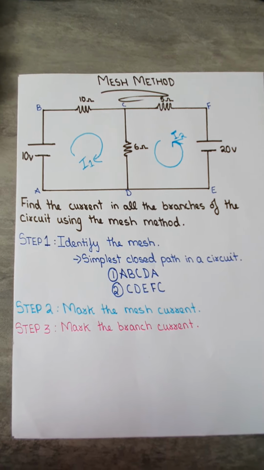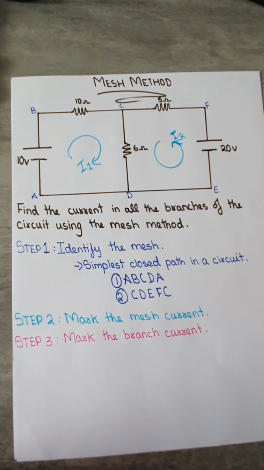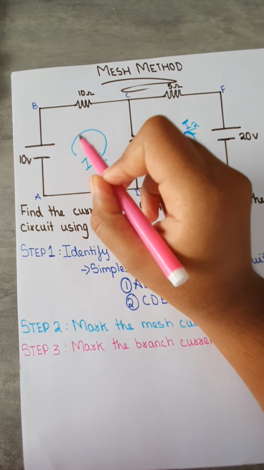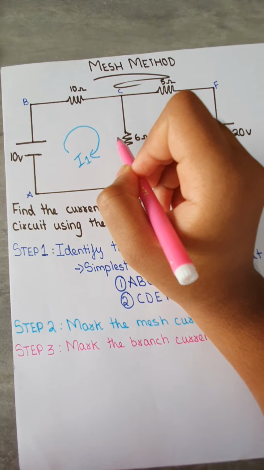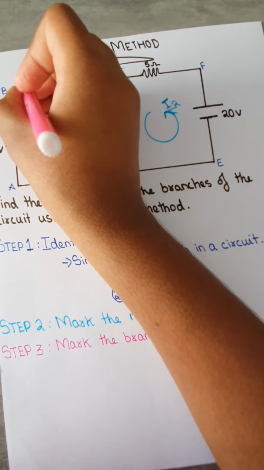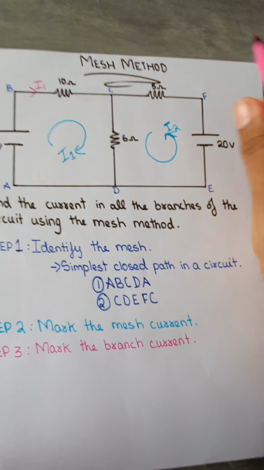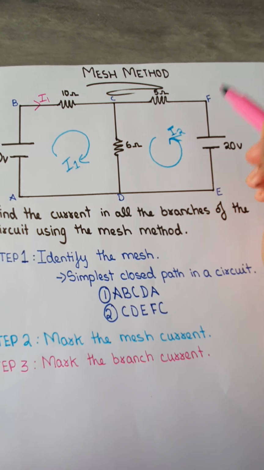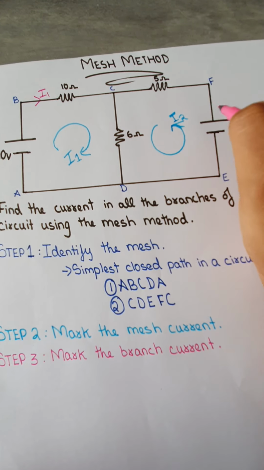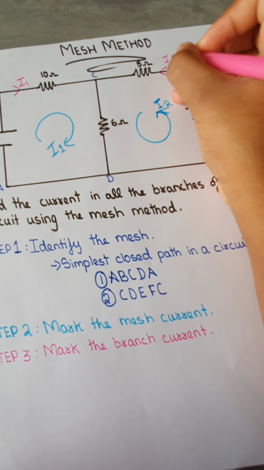Next is step 3. Step 3 is marking the branch current. So let's begin with BC. In BC, since I1 is clockwise, the current is moving from B to C. That's I1. Next, let's look at CF. In CF, I2 is flowing anti-clockwise, from F to C. So let's mark here F to C, I2.